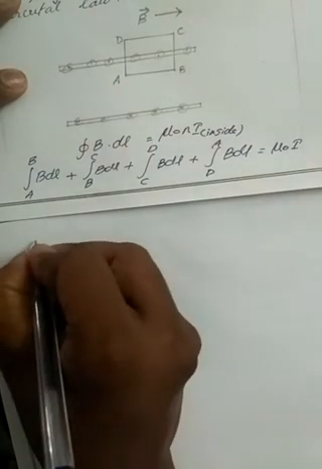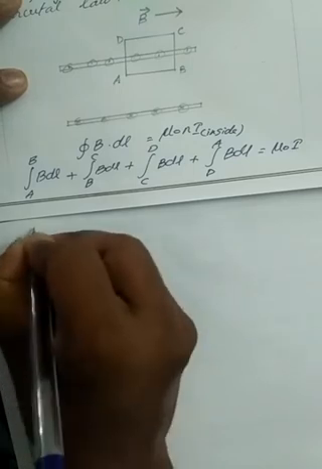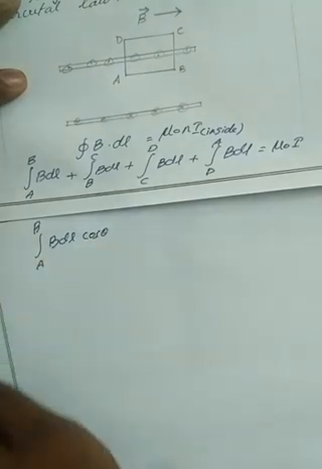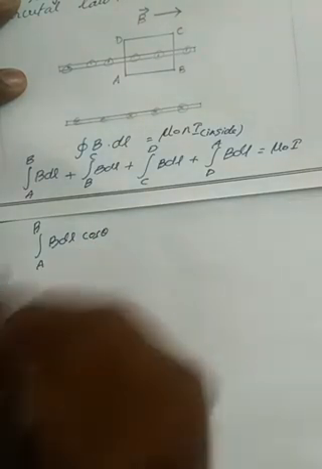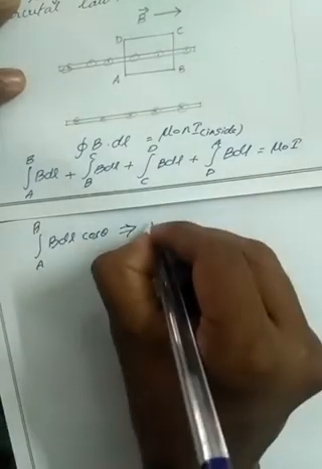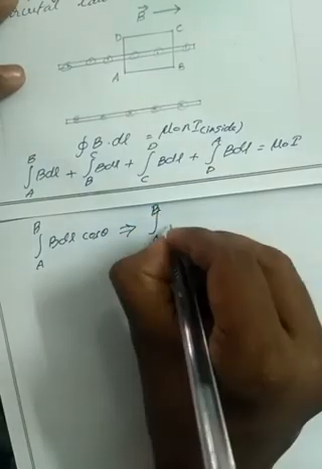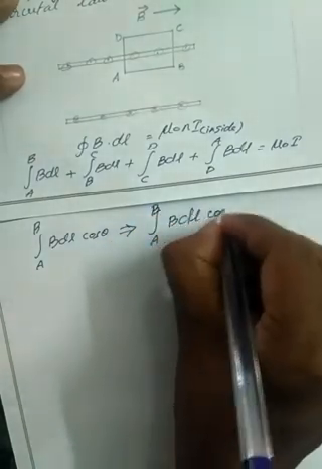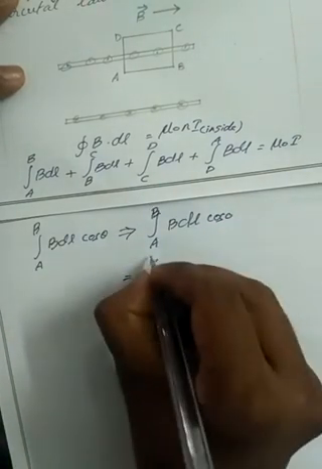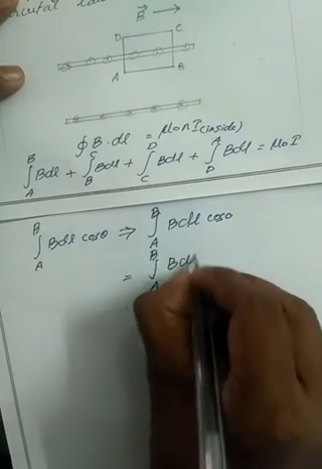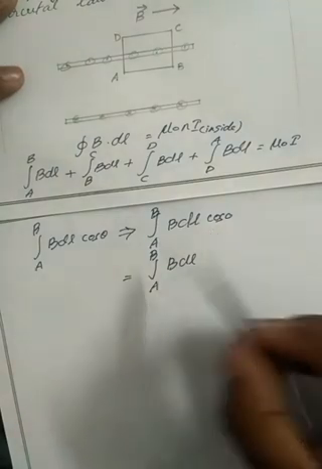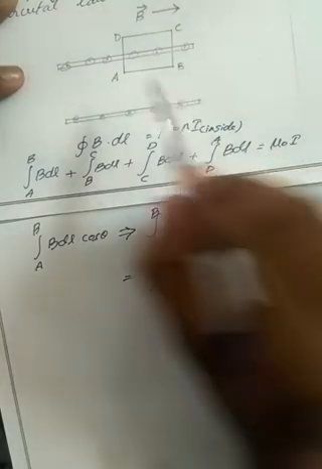So I can write for A to B, B dl cos theta, where the angle between B and dl is equal to 0. So I can rewrite this as A to B, B dl cos 0. Our cos 0 value will become 1. So A to B gives B dl. This is for the A to B wire.